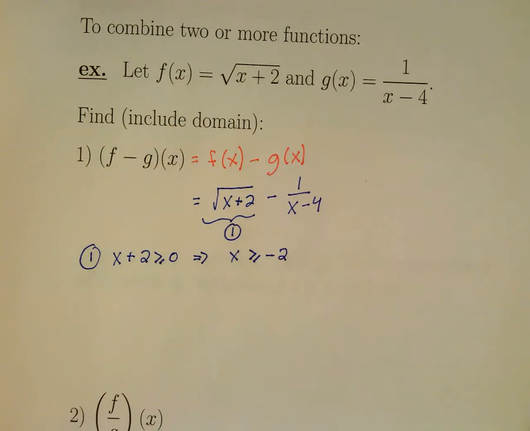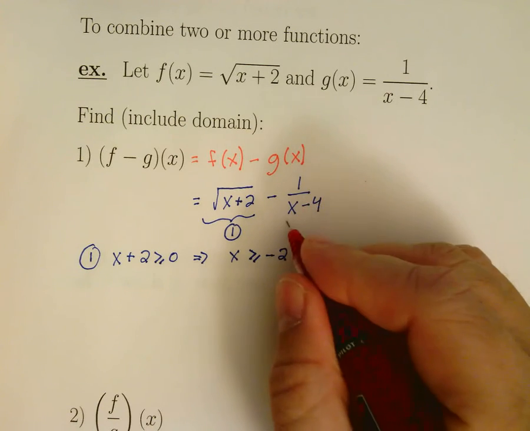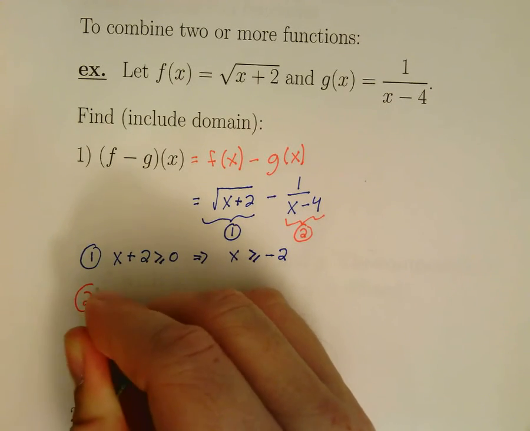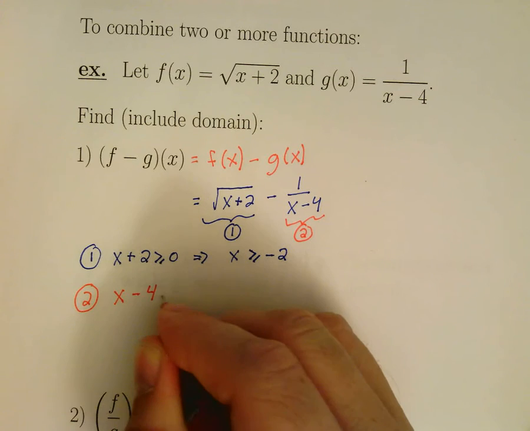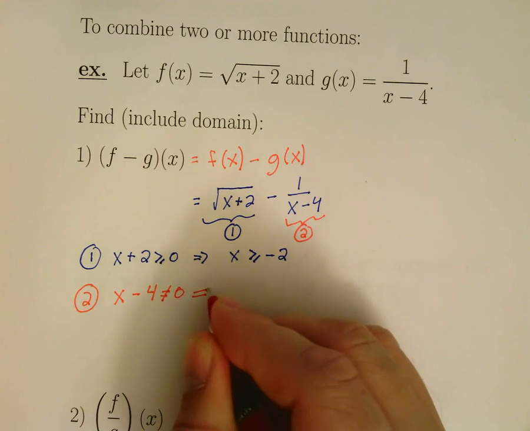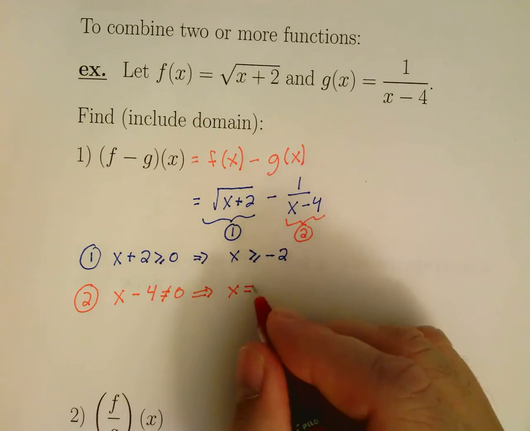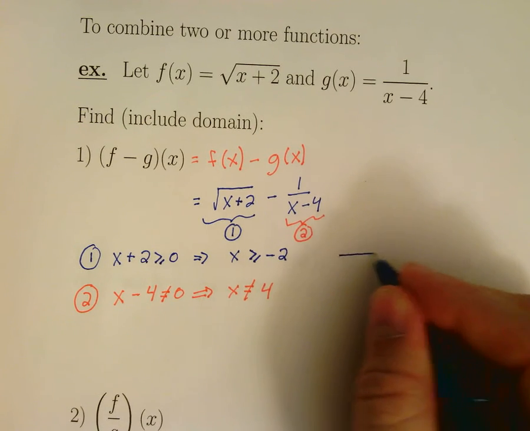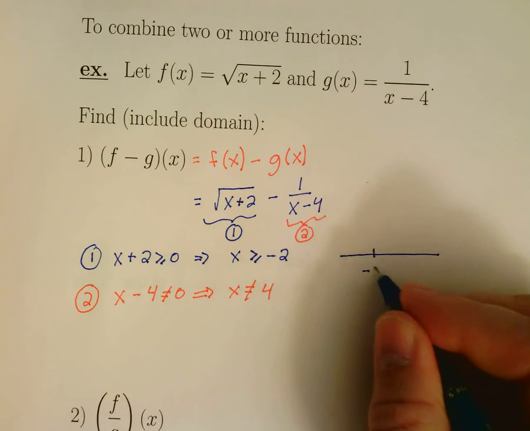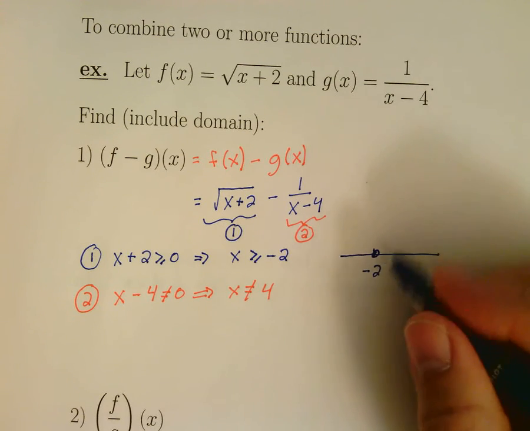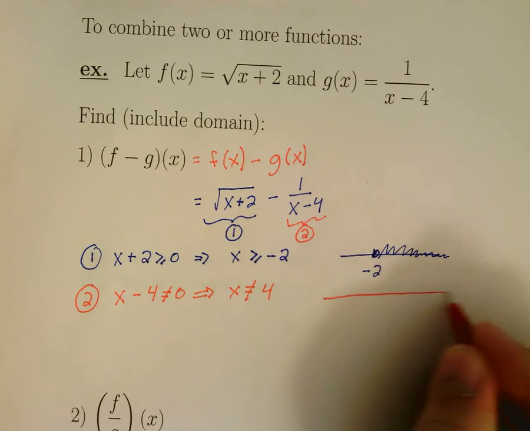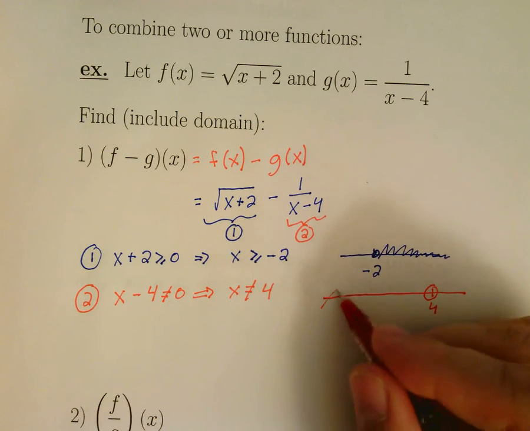Now the second part here, the 1 over x minus 4, I have to note that I can't divide by 0. So I need that x minus 4 cannot be equal to 0 because I cannot divide by 0. So again, that means that x can't be equal to 4. Now, really I have two things going on. The first one says anything can be greater than or equal to negative 2. So here's negative 2, and then I can have anything bigger than that. The second one says I can have everything that's not 4. So here's 4 over here. I can have everything but 4.